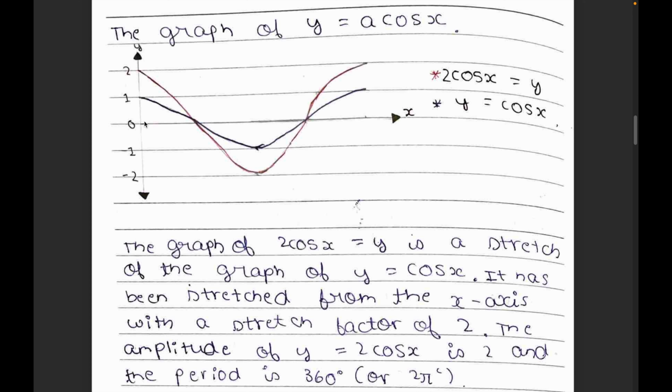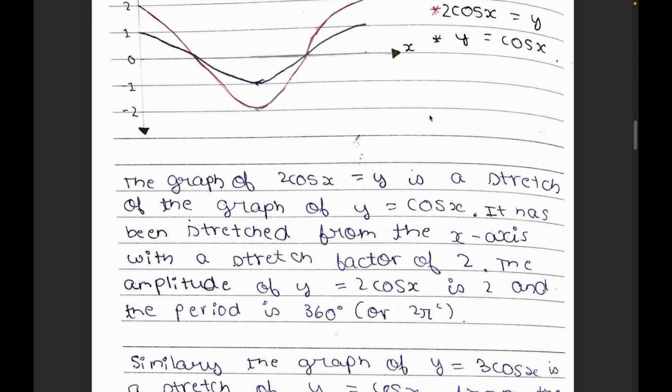So this is the graph of cos x, and this would be 2 cos x because the amplitude will double because we have the value of a as 2, and then it's a stretch of the graph of y equals cos x, and it is stretched from the x-axis with a stretch factor of 2. And the amplitude of y equals 2 cos x is 2, and the period remains the same, which is 360 degrees.